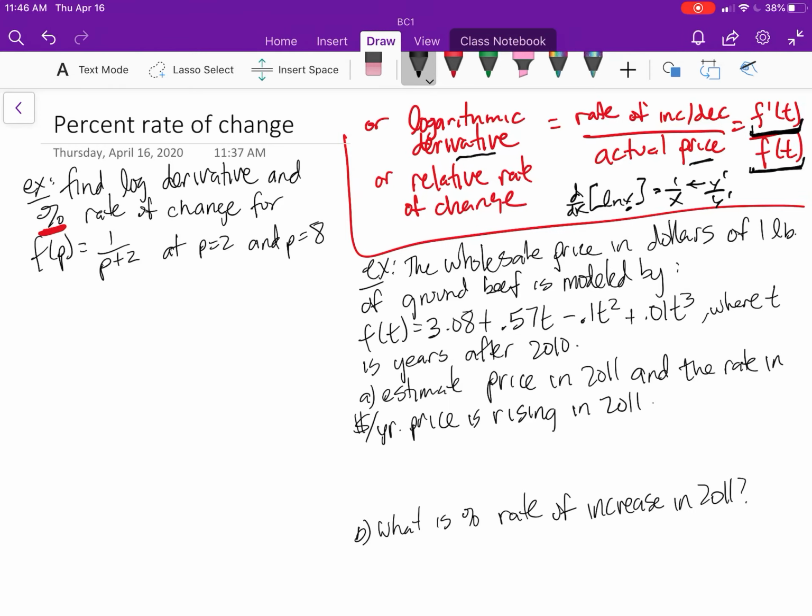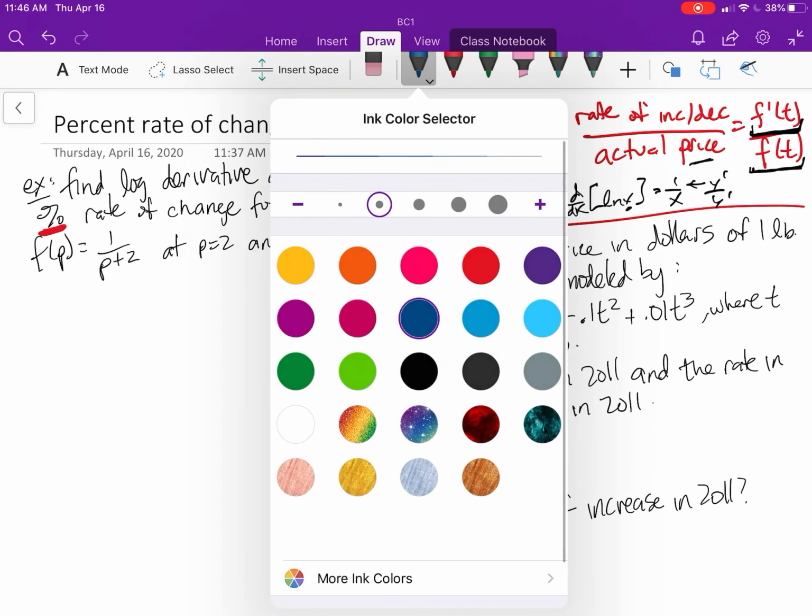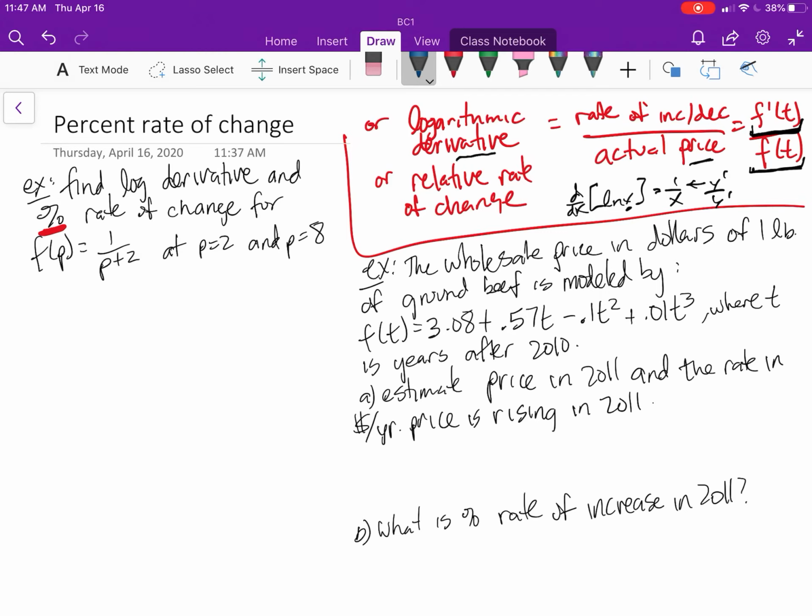Okay, so number one, let's switch colors here. Find the logarithmic derivative for this function f of p. So I need its derivative. Anyways, its derivative over itself, right? So the derivative first, I'll do it off to the side here. Let's do it in green.